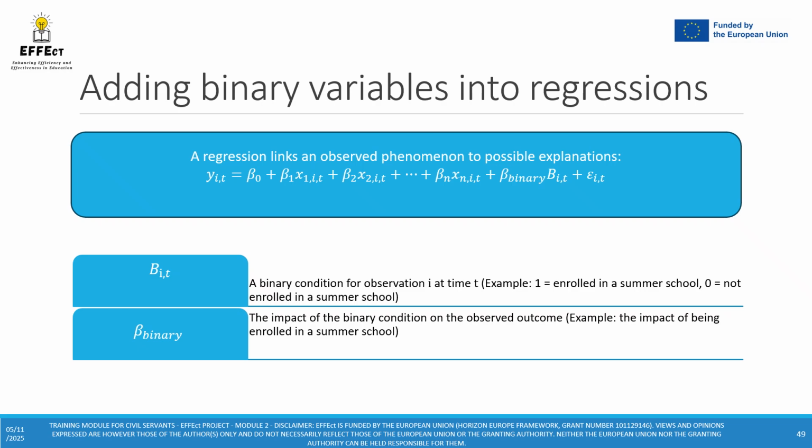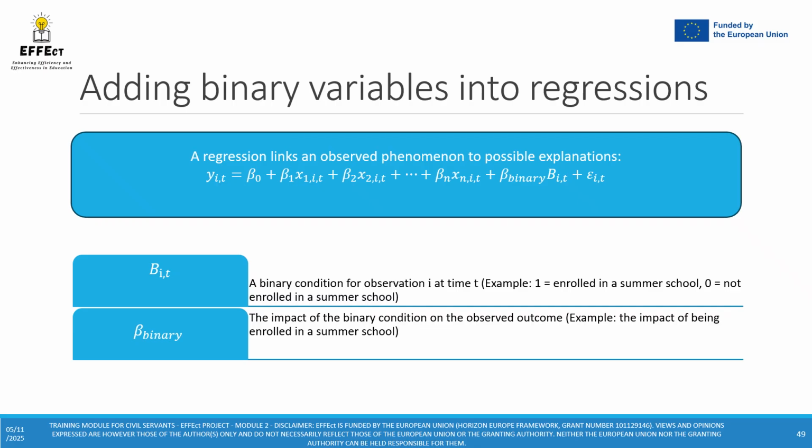Let us now add a binary variable into this regression. By adding a binary variable, which we would note, let's say capital B, we introduce a binary condition for observation i at time t. For instance, we could define capital B as capturing whether student i was enrolled in a summer school in year t or not. And thus, the binary variable would take value 1 if student i indeed was enrolled at a summer school in time t, and value 0 if not. If we define the binary variable this way, beta binary becomes the impact of being enrolled at a summer school at time t.